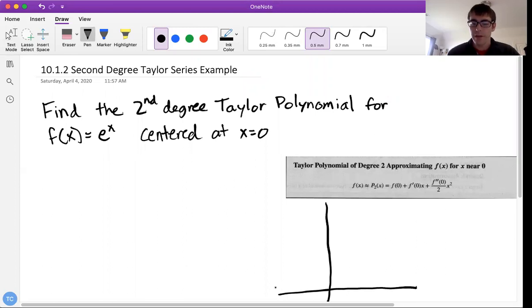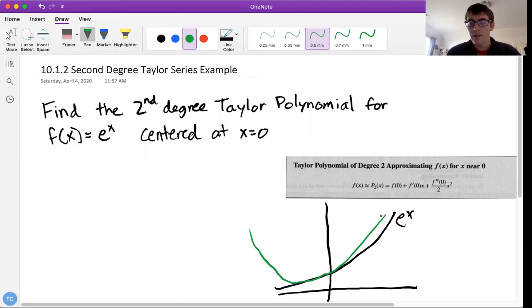So I want to draw a picture down here. We've got our function that is e to the x. We're looking for the polynomial, the quadratic, that does something like this. So we want the parabola, that's a questionable looking parabola, but we want the parabola that does as good of a job as possible of mimicking what's happening in this function e to the x in the neighborhood of 0.